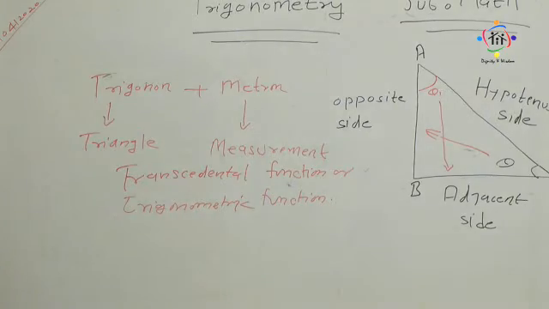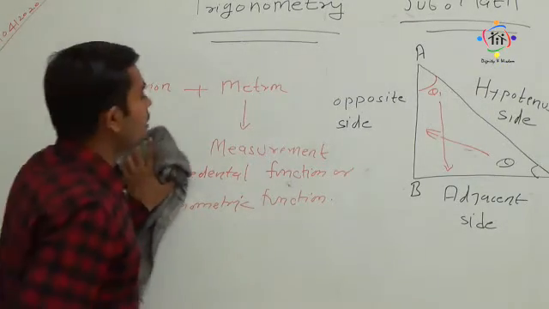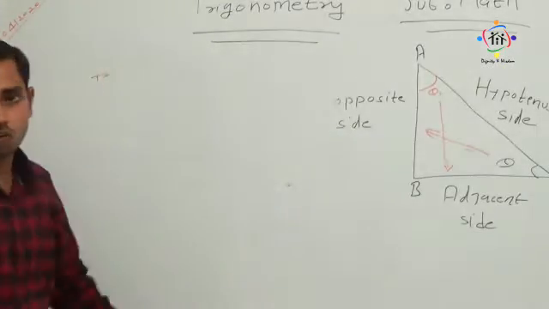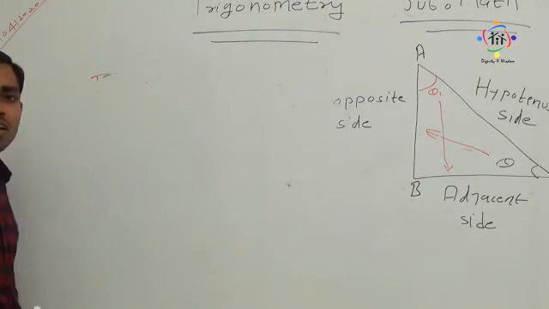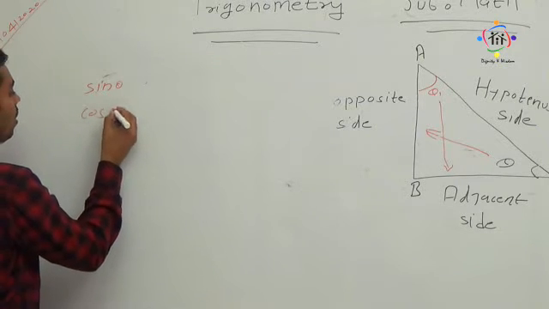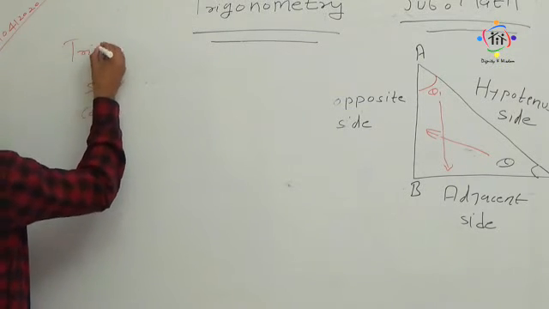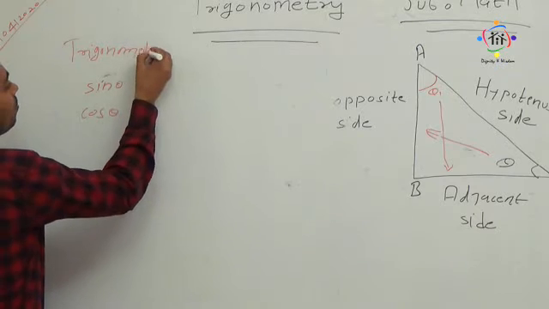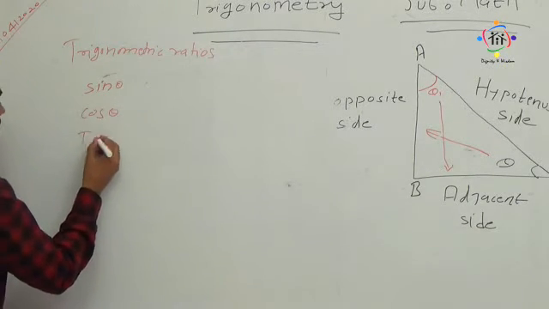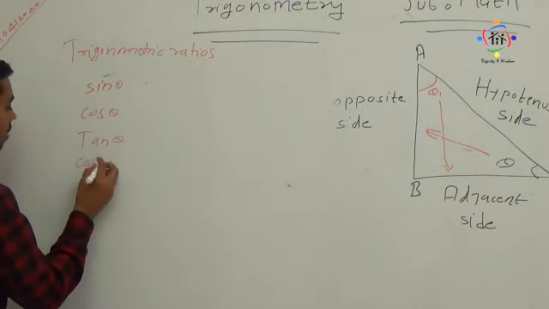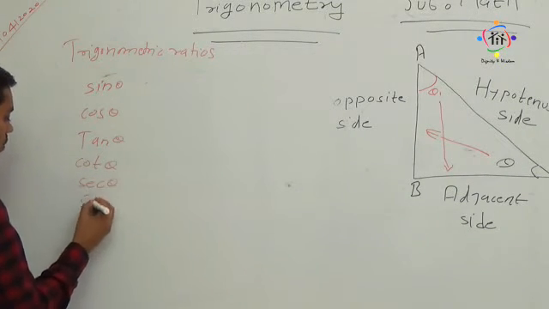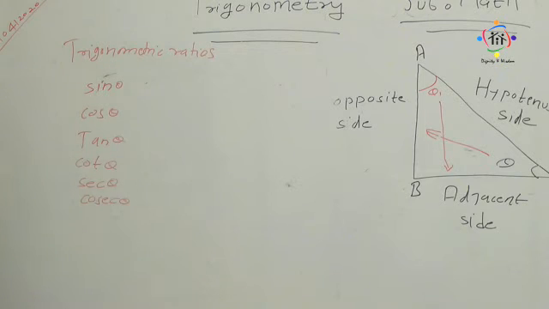Now, my dear students, we are going to see the next topic. What is meant by trigonometric ratio? There are 6 trigonometric ratios. Which are those? Sin theta, cos theta, tan theta, cot theta, sec theta, cosec theta. Okay, my dear students.